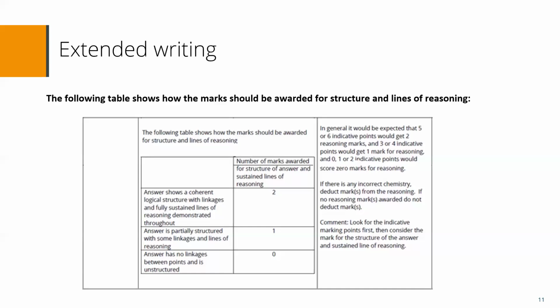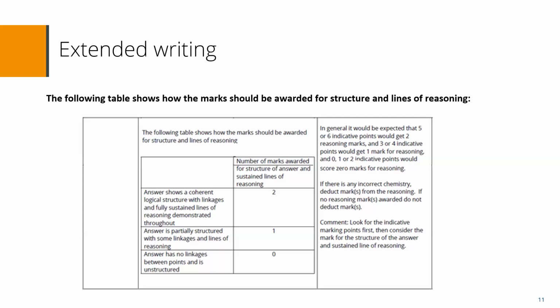You can see in the right-hand column there, in general, it would be expected that 5 or 6 indicative points would get 2 reasoning marks, 3 or 4 indicative points would get 1 mark, and 0, 1 or 2 indicative points would score 0. Notice that if there is any incorrect chemistry, the examiners are told that they must deduct marks from the reasoning. If there's no reasoning awarded, they don't deduct marks for any incorrect chemistry.